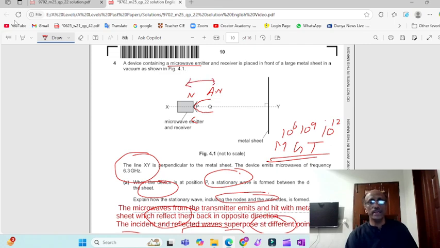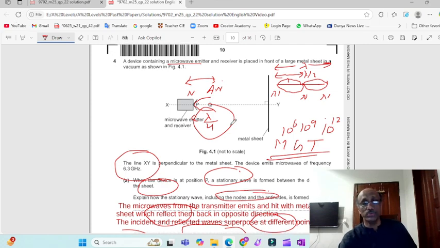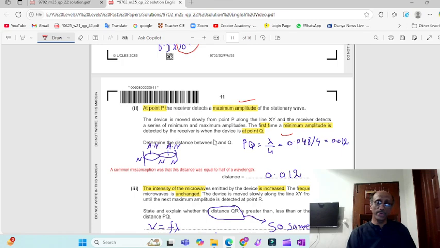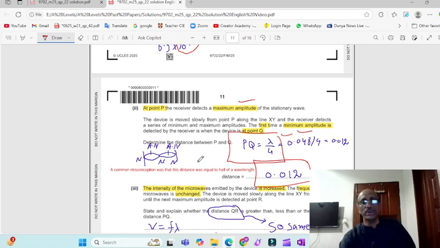Now the distance between node and antinode is a quarter of the wavelength, because three consecutive nodes will give you the wavelength lambda. Two consecutive nodes will give you lambda by 2, and then node and antinode will give you lambda by 4. So this PQ distance is lambda by 4. This is what you have to learn from the topic. We divide the wavelength by 4, so 0.048 divided by 4, 0.012 is the answer. A common misconception was that the distance was equal to half of the wavelength. For half of the wavelength, we must have two consecutive nodes or two consecutive antinodes.